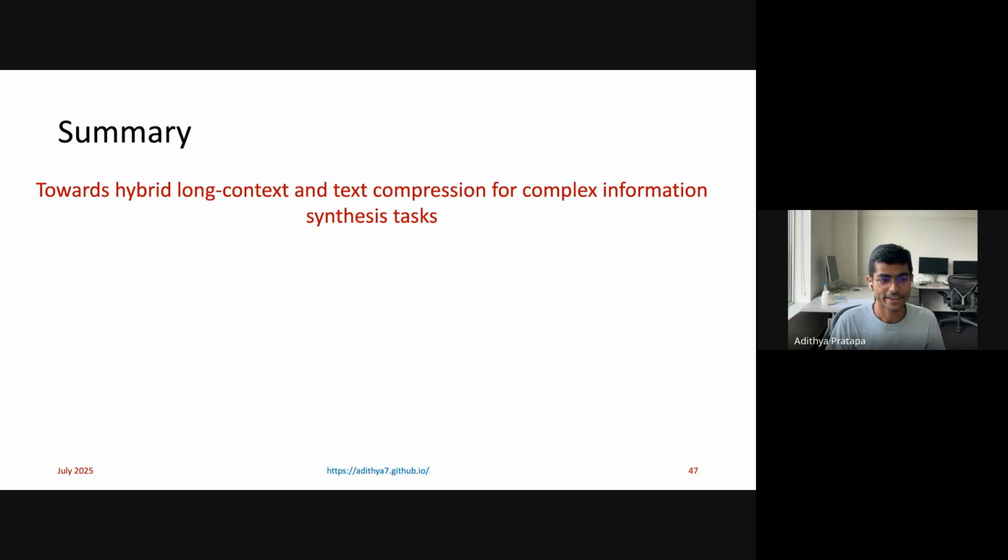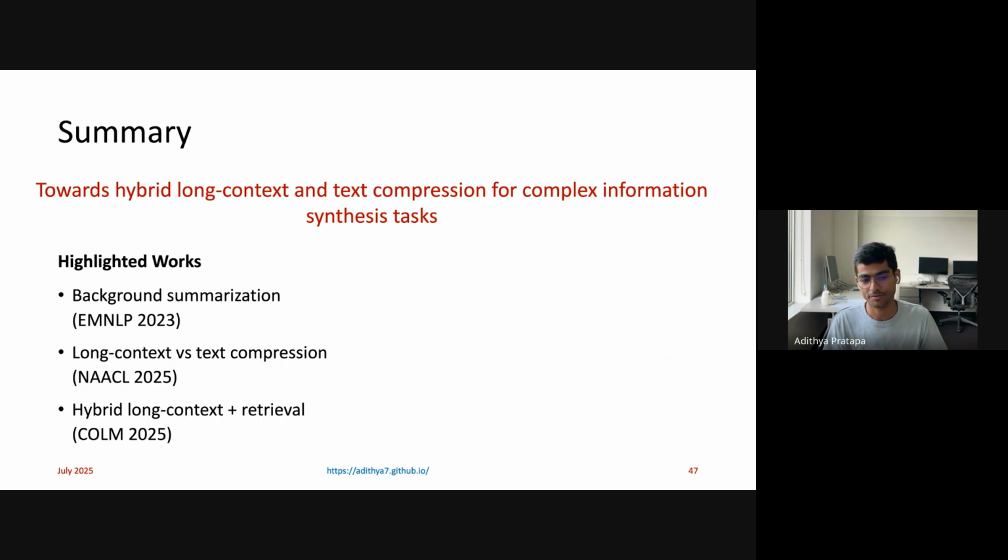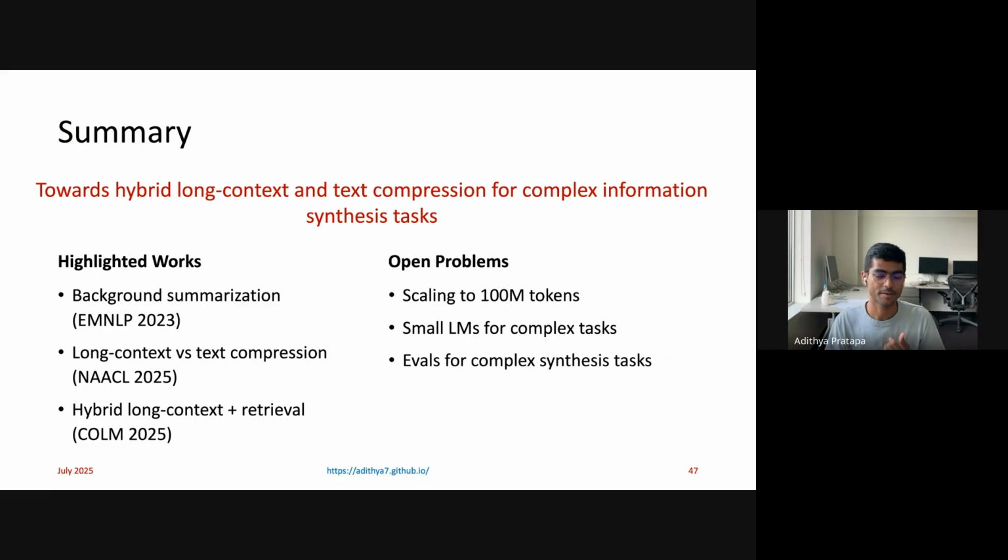In summary, the goal of my research has been on how do we build hybrid long context and text compression systems for complex information synthesis tasks. And I talked about three specific works from my thesis: background summarization, long context versus text compression, and hybrid methods. And some open problems, I think, are how do we scale to much longer input? How do we make small language models better at these tasks? And finally, how do we develop evals for these? And yeah, thanks for taking time. I'm happy to take any questions.